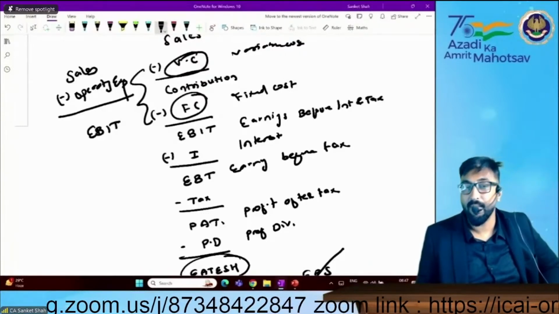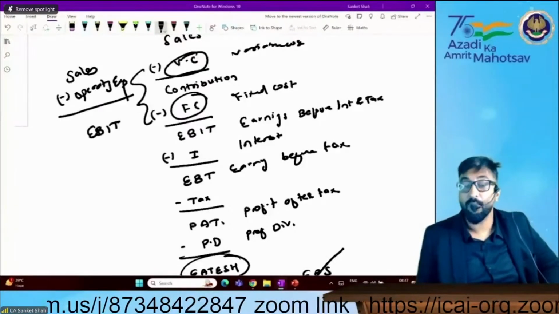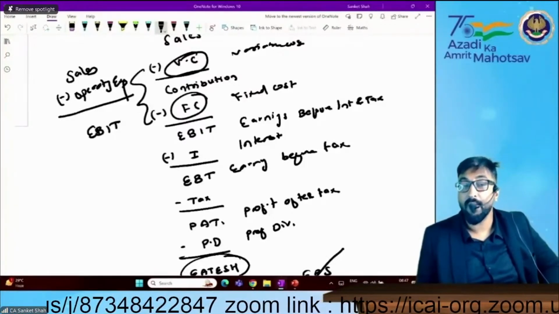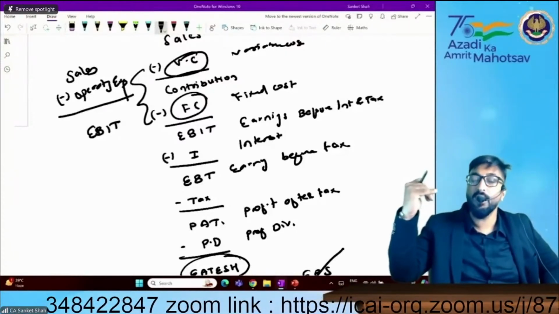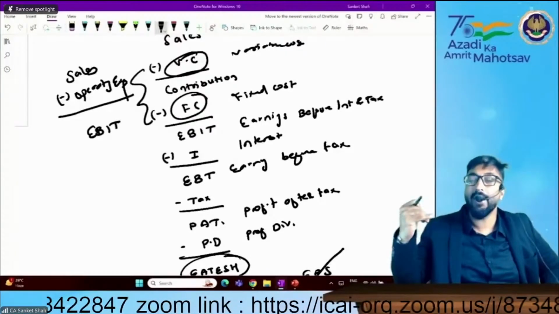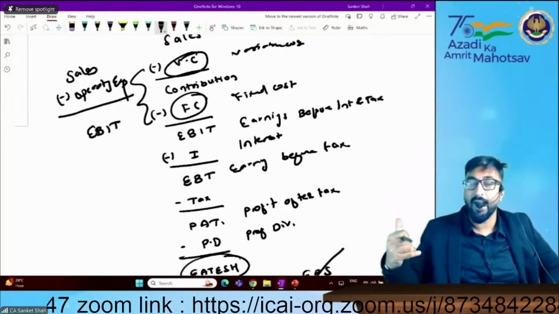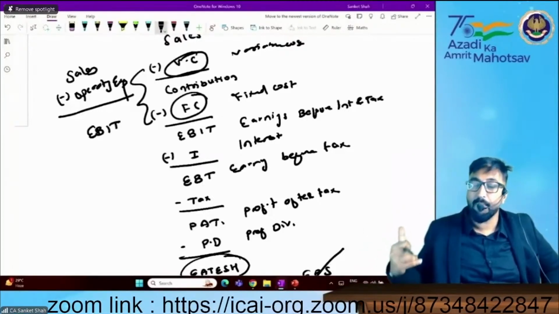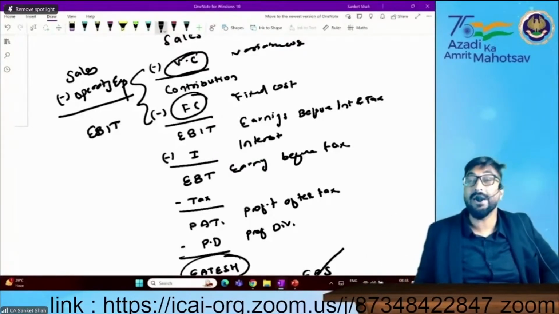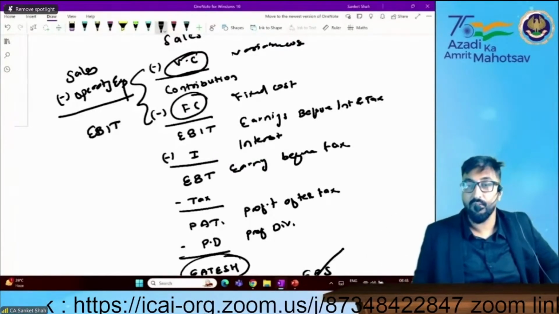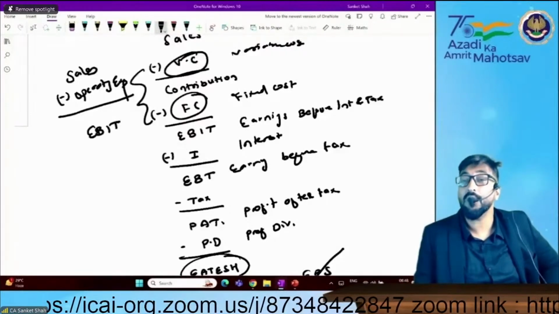Sales minus variable cost is contribution. I want this format from each of you. Recall this format quickly like this: sales minus variable cost is contribution, minus fixed cost, EBIT, earning before interest and tax, less interest. So you will get earning before tax, then less tax, then you will get PAT, profit after tax. Profit after tax minus preference dividend, you will get earnings available to equity shareholders.